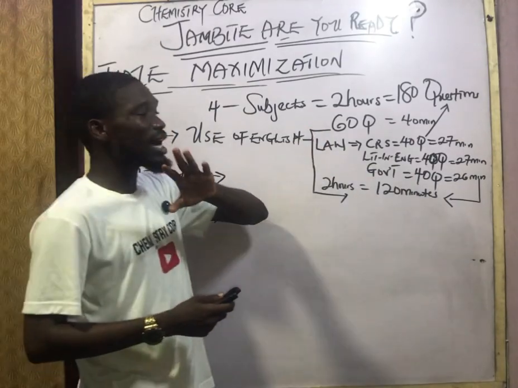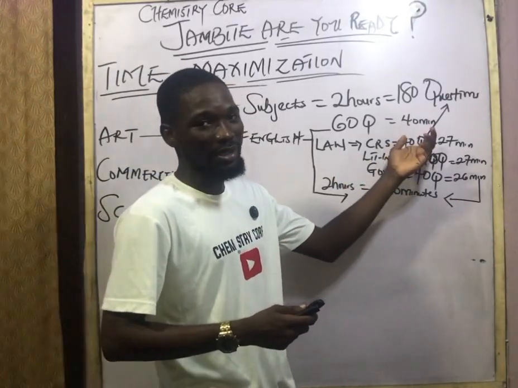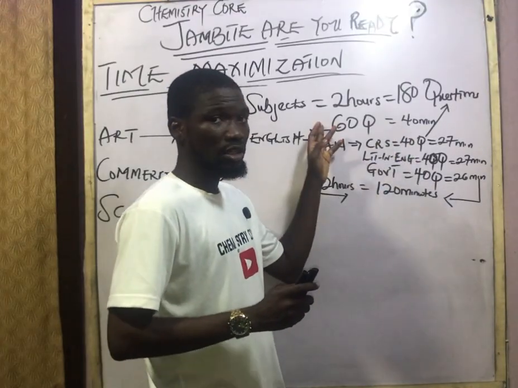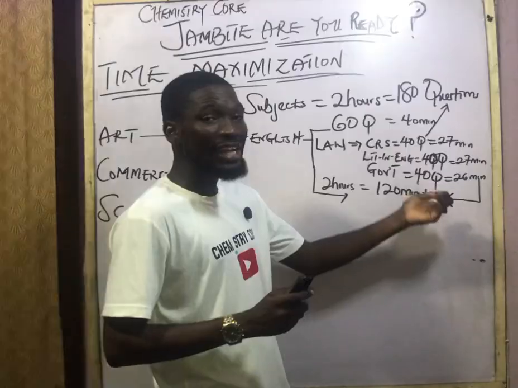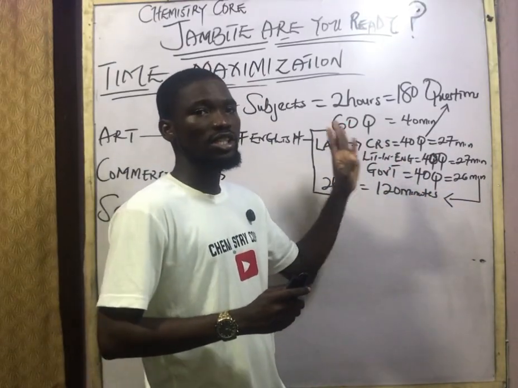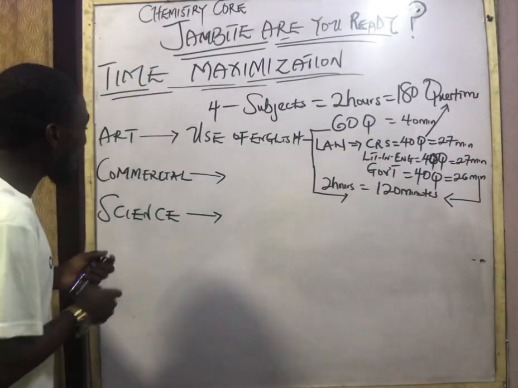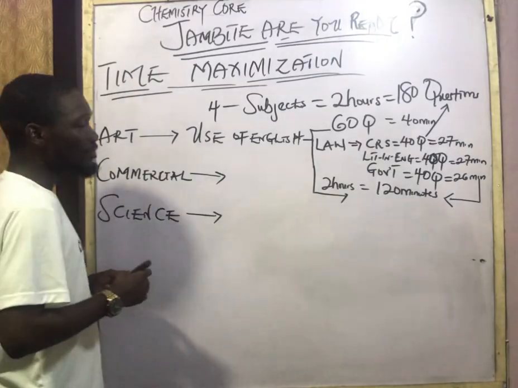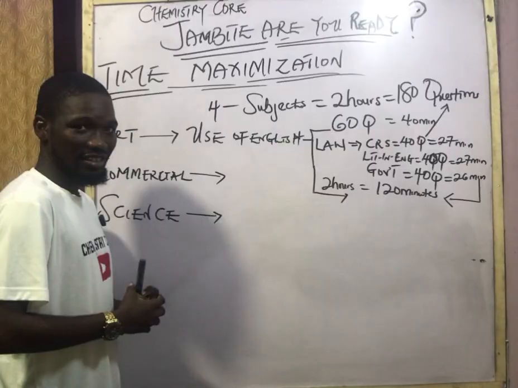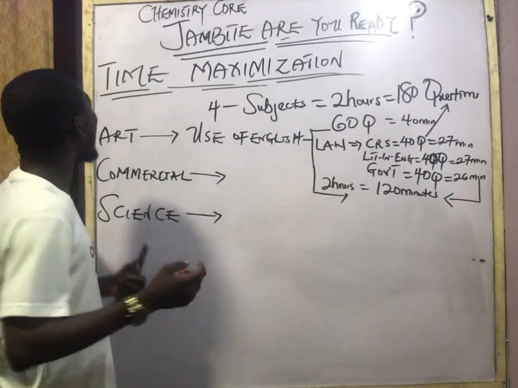What is now left to you is how you want to share the 120 minutes. But the best way is for you to have 40 minutes for your English, which is 60 questions. Then you spend 27 minutes respectively on the 3 other subjects, which is 40 questions each. Now, if you want to study banking and finance, are you with me now? The same thing is applicable to it. Now, let's take a look at that.